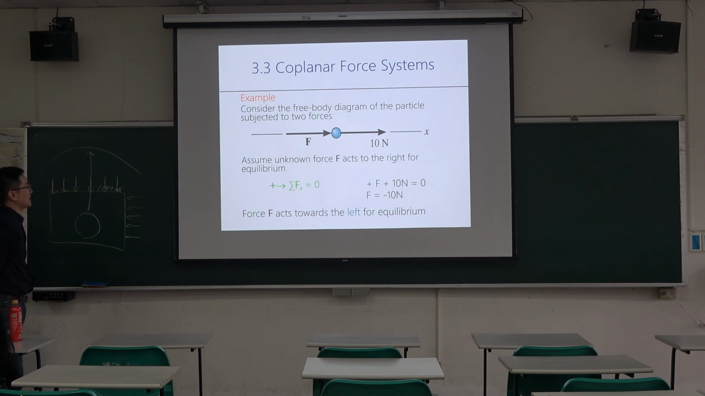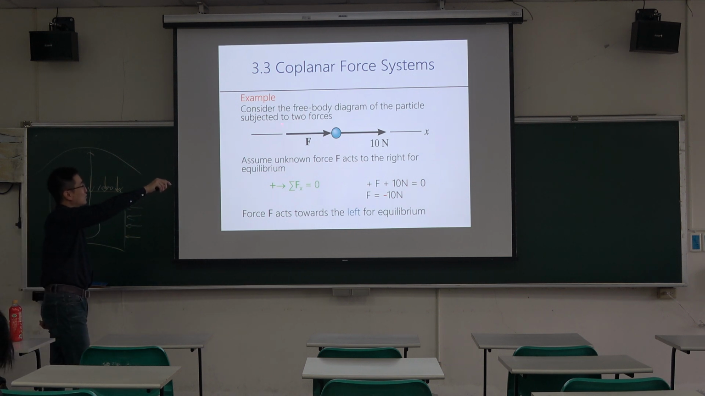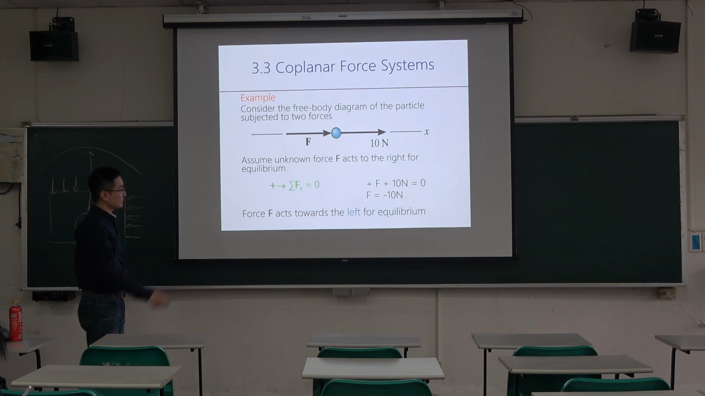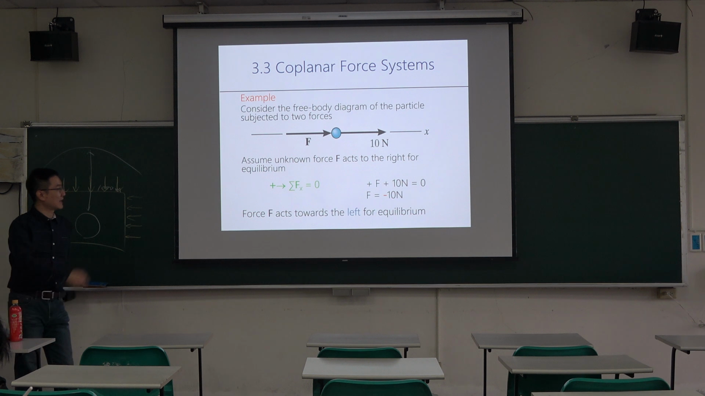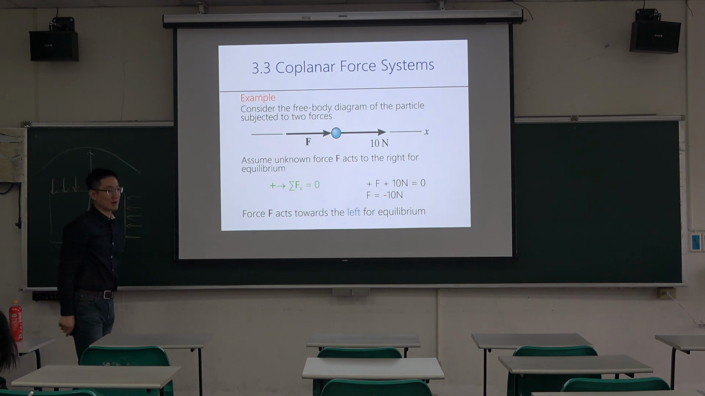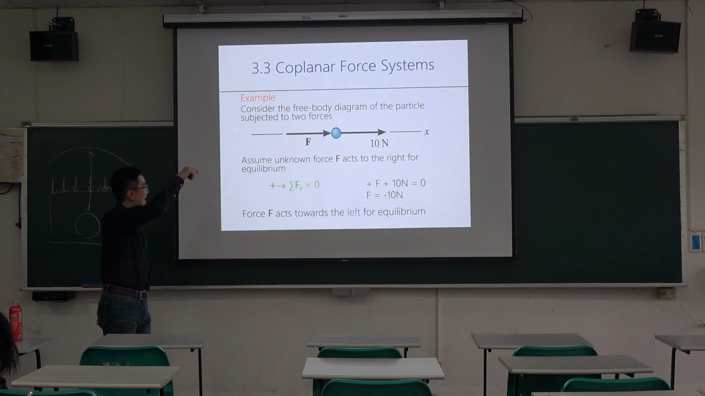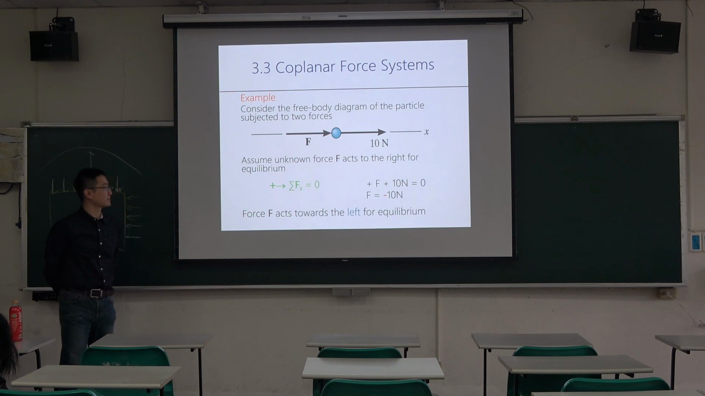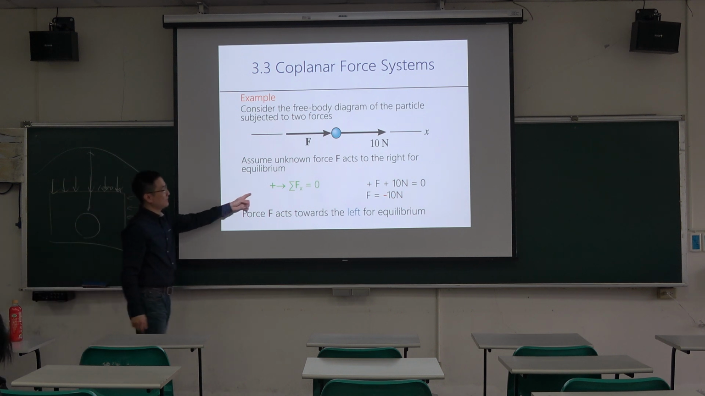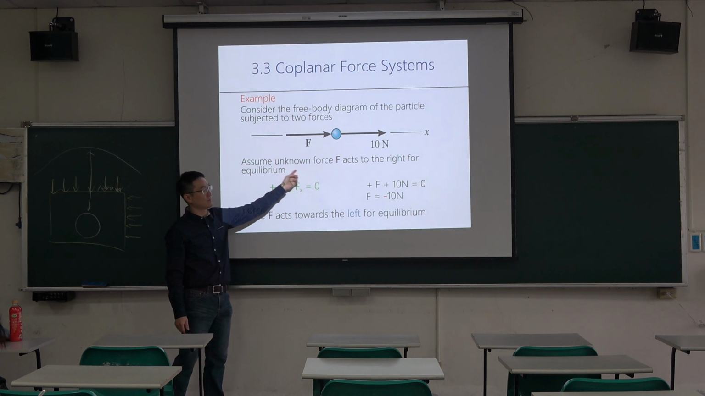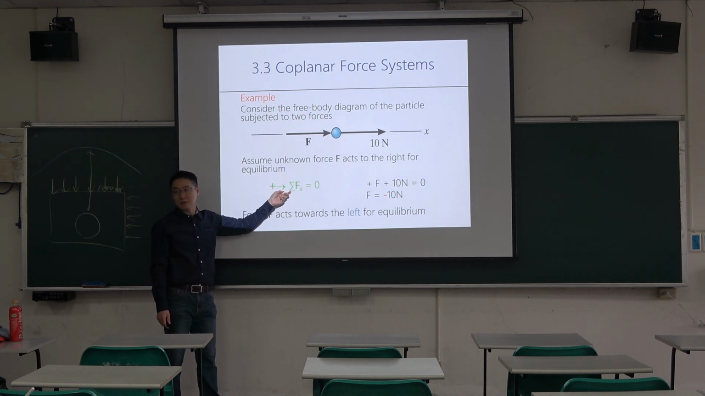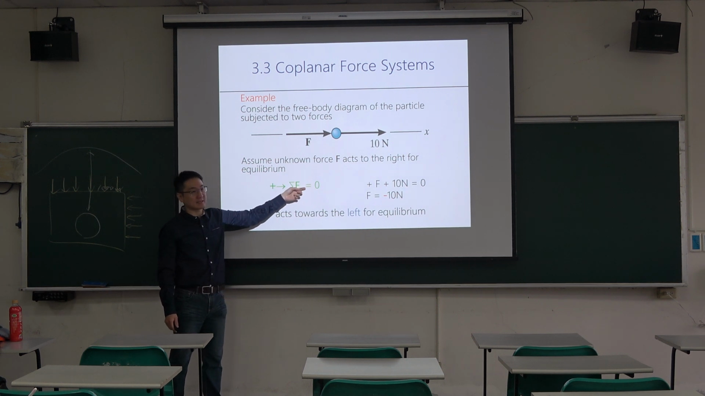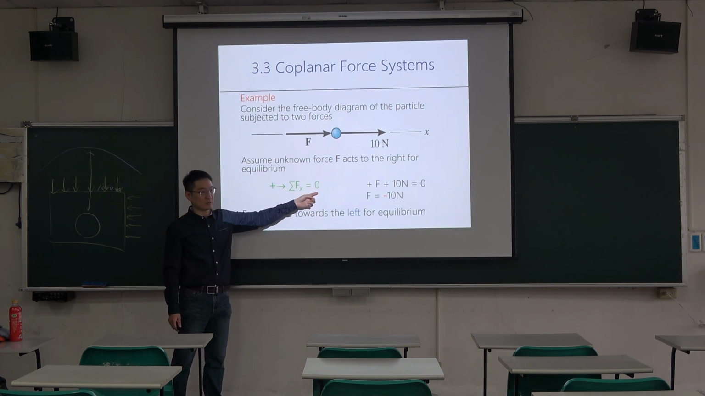Okay, this is an example. Consider a free body diagram of a particle subject to two forces. One is a known force, 10 Newton. The other is an unknown force. They are along the x-axis. To achieve equilibrium, the summation of x-axis force should be equal to 0.